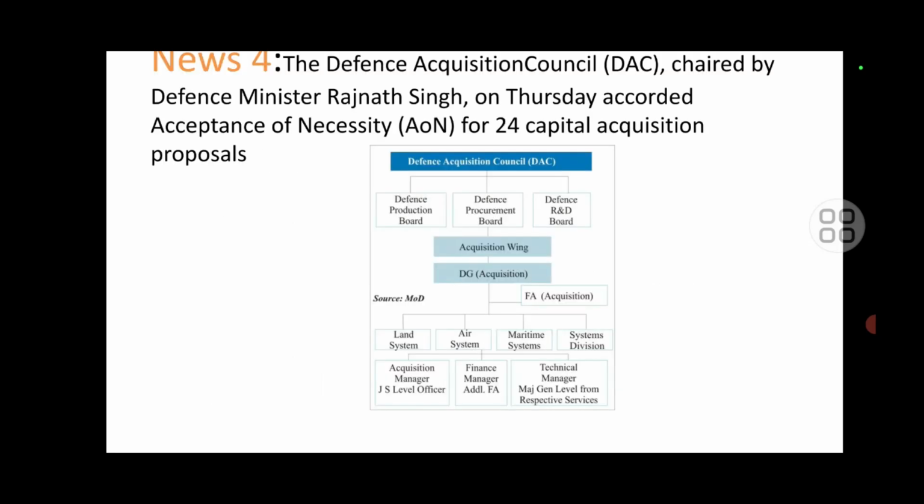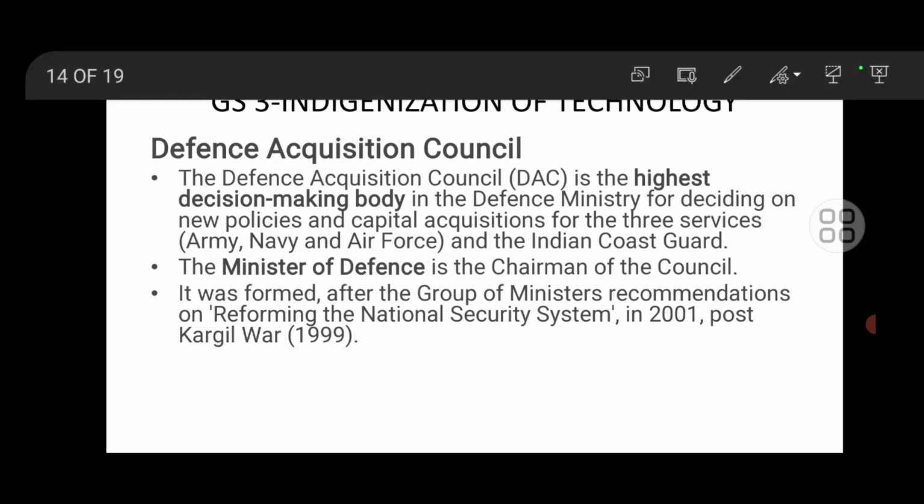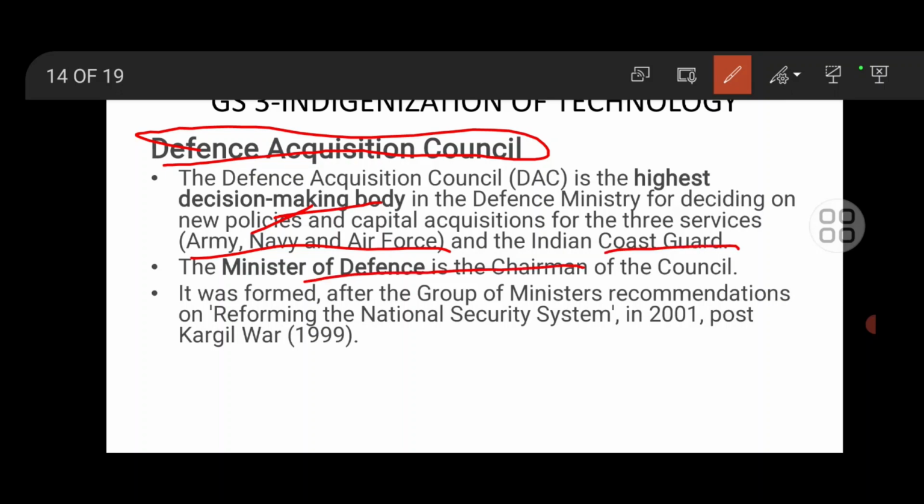The next issue is the Defence Acquisition Council according the AON for a capital acquisition proposal. AON is Acceptance of Necessity. All you need to understand is that in GS3 there is indigenization of technology. You may expect a question for prelims on this particular body, the Defence Acquisition Council, which is the highest decision-making body. It decides matters of policies and capital acquisition for the three services, Army, Navy and Air Force, and also the Indian Coast Guard. The Ministry of Defence is the chairman.